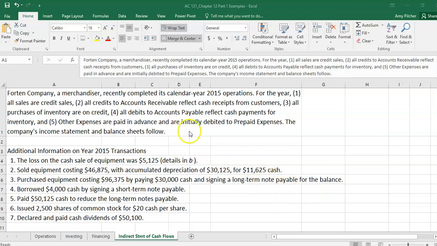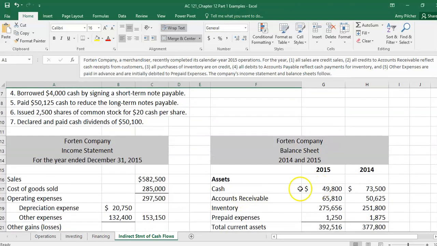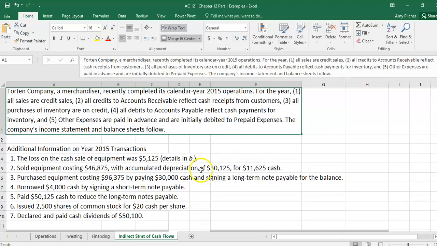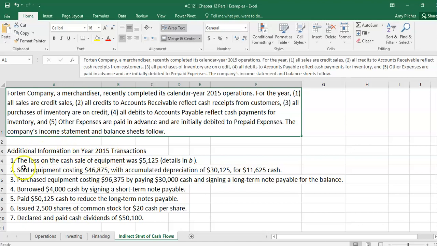In this example, we're going to prepare a full statement of cash flows for this organization. So when we're preparing the statement of cash flows, remember that we want to explain this change in cash from one period to the next. So why did this cash go down? We are going to look at other changes in accounts, and we need this amount of information here.